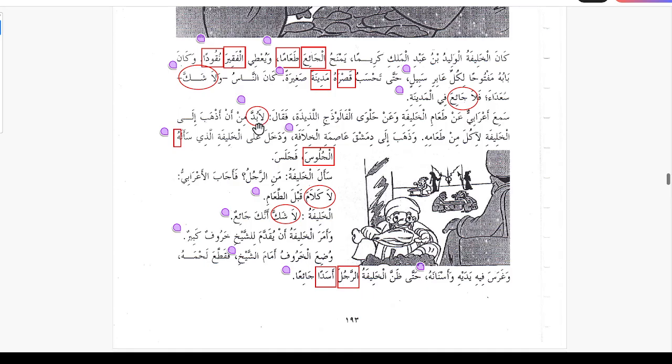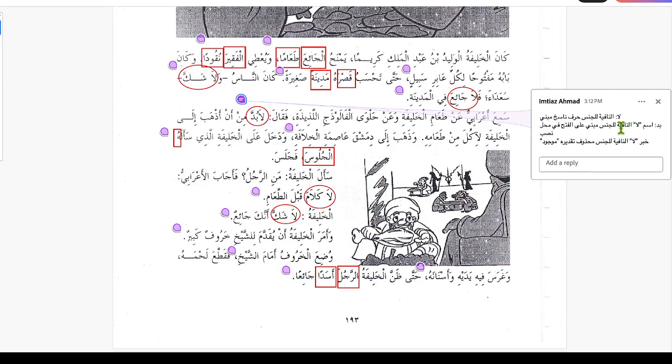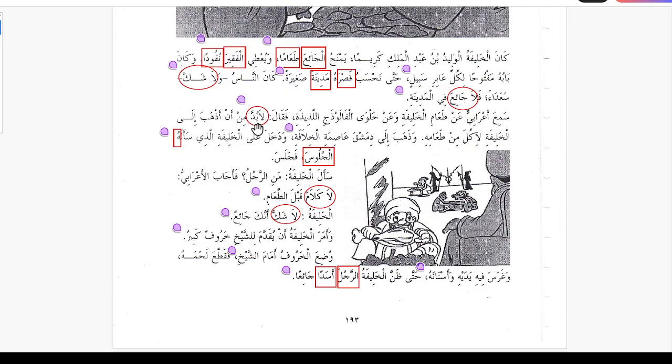Faqala, then he said, la buddha min an azhaba ila al khalifati li akula min ta'amihi. So then he said that he must go to the caliph to eat from his food. So la buddha, again just like la shakka, la buddha, la is nafiyatu lil jins, harfun nasikhin mabni, and buddha is ismu la nafiyati lil jins mabni al fathi fi mahalli nasbin, and just like la shakka, here in la buddha also, the khabar is mahzuf, which is mawjudun. It is translated as a must.